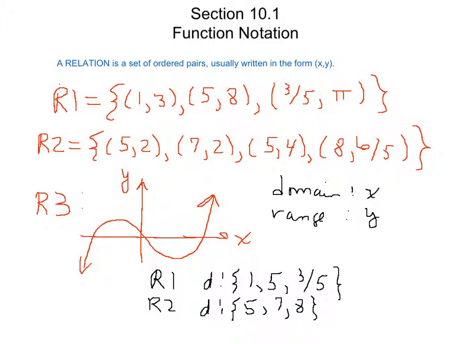If we're talking about the range for R1, it's 3, 8, and pi. And for R2, the range will be 2, we only count it once, 4, and 6/5. Okay, that's domain and range.